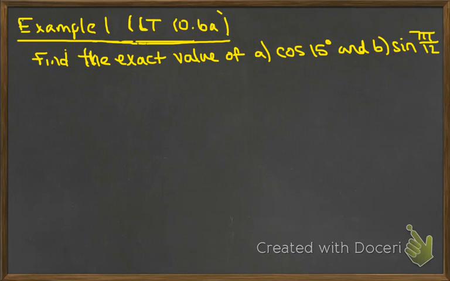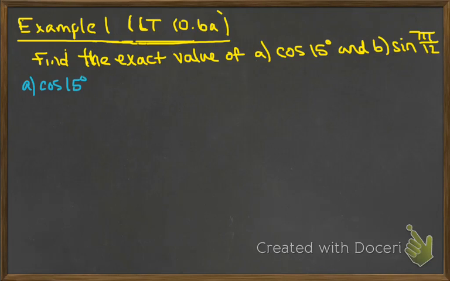So example 1 is an example of learning target 10.6a. Find the exact value of first the cosine of 15 degrees, and then second the sine of 7 pi over 12. So we're going to start with that first one, the cosine of 15.